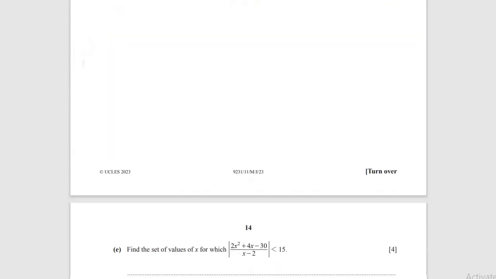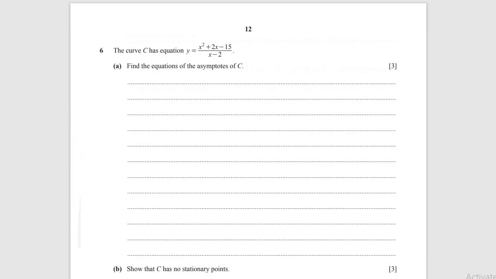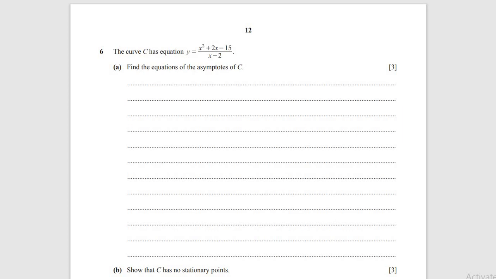We have 2 more questions, 6 and 7. Okay, vector. So number 6. Now find the equation of the asymptote of C. Equation of the asymptote of C. Now in this C, the degree of the numerator is greater than the denominator. So we have to divide. So let's divide x squared plus 2x minus 15 divided by x minus 2 using polynomial division.